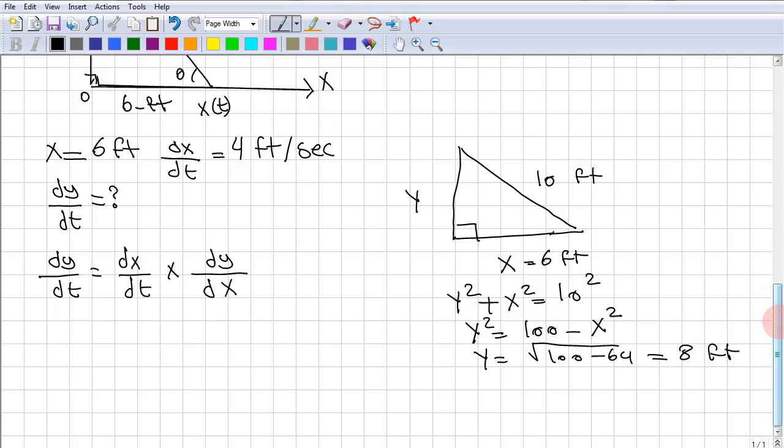Okay. So now we have our y, our x, and we already had 10. Right now, because we have dx/dt, we have to find dy/dx. In order to find the derivative of y with respect to x, we have to take the derivative of y squared plus x squared. So y squared is equal to 100 minus x squared.